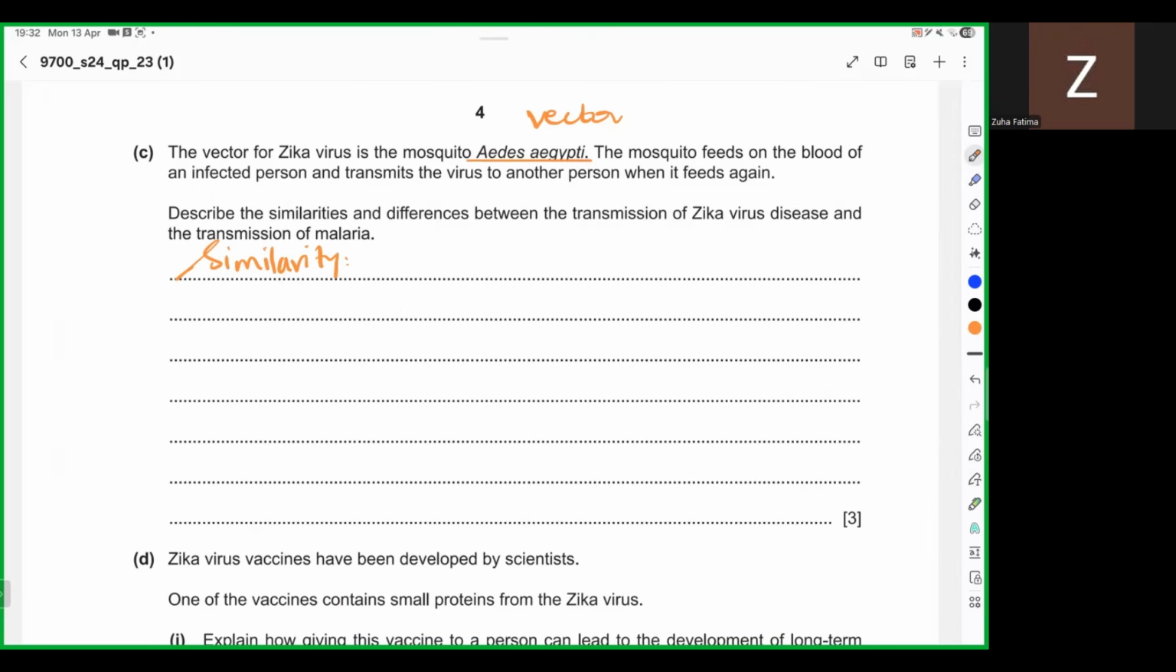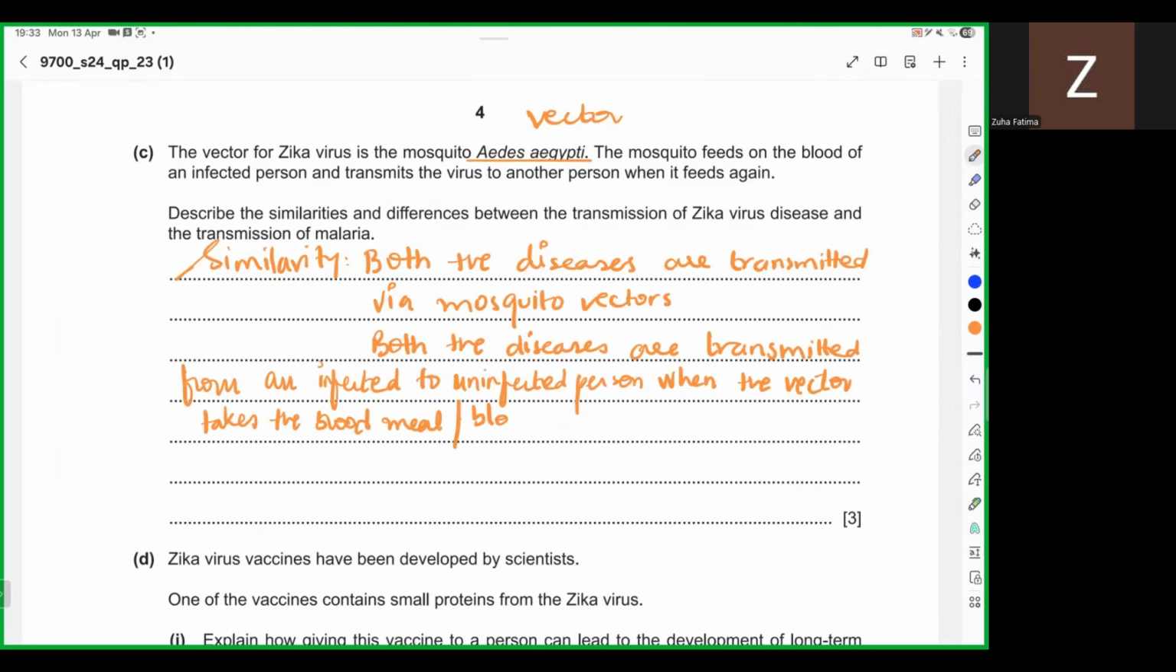What would the difference be? The vector, the mosquito which transfers the pathogen in malaria, is the female Anopheles mosquito, and in Zika virus it is the Aedes aegypti mosquito. So the vector species is different, the mosquito species responsible for transmission is different. Both the diseases are transmitted. You can say both are blood-borne diseases.